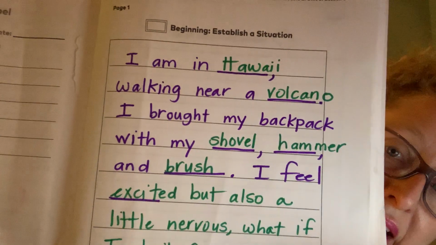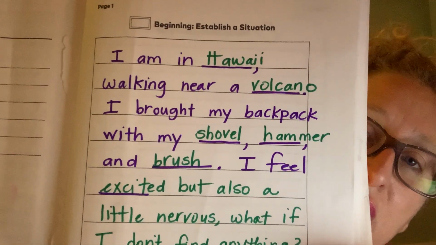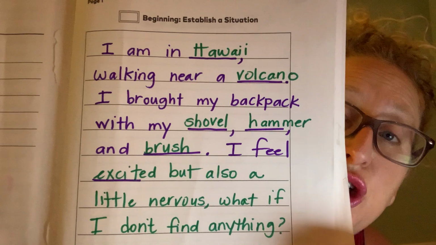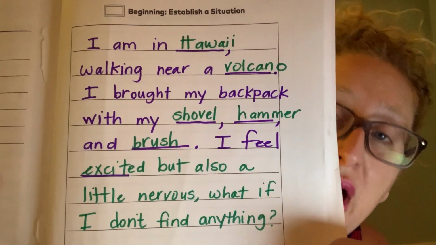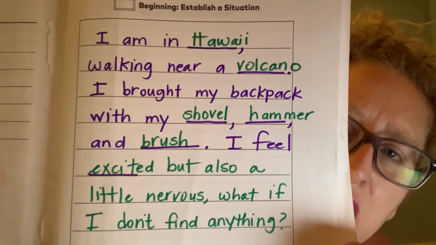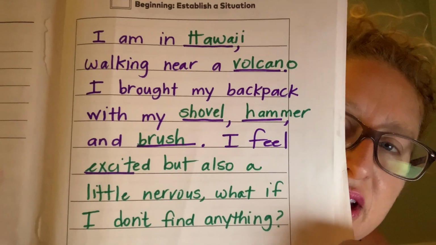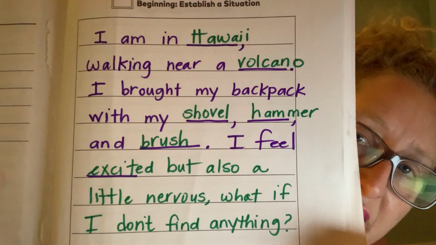I am in Hawaii, walking near a volcano. I brought my backpack with my shovel, hammer, and brush. I feel excited, but also a little nervous. What if I don't find anything? Okay, so I talked about where I was and what my tools are. So two things, and how I felt, three things. Okay, where I am, my tools, and how I felt.